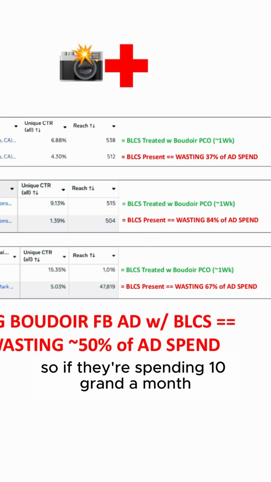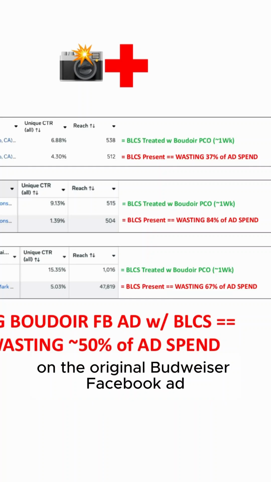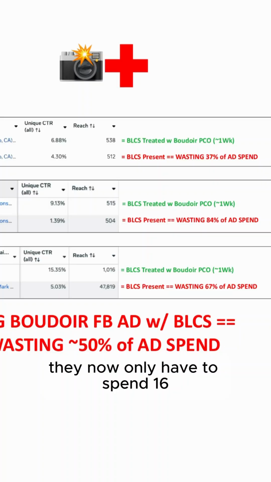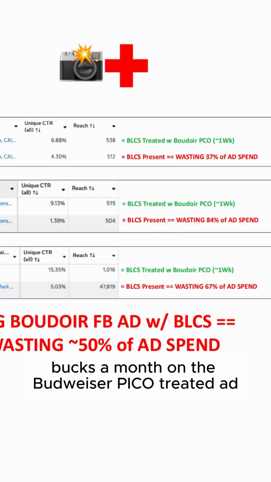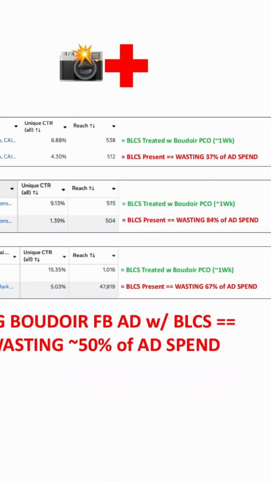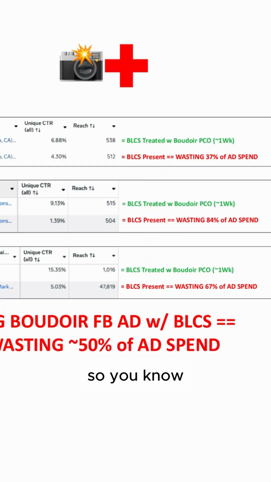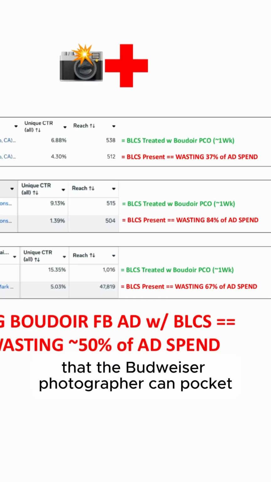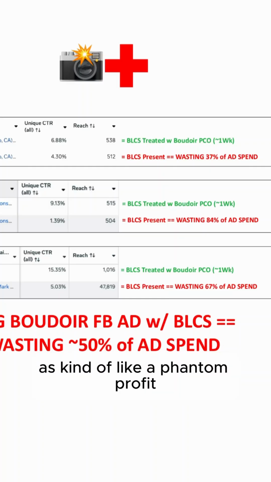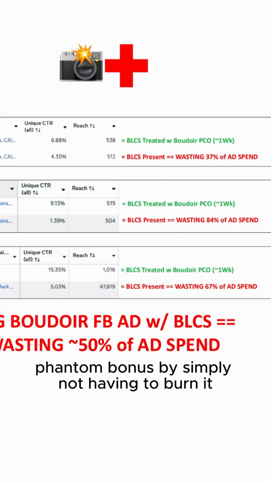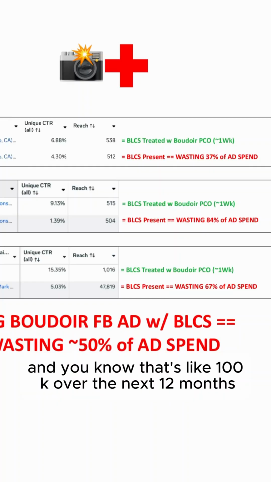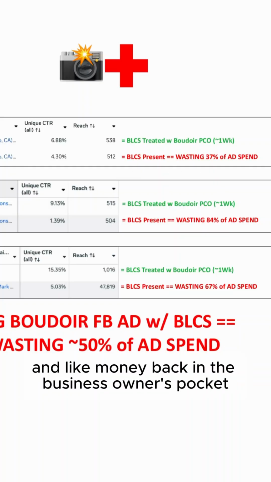So if they're spending 10 grand a month on the original Boudoir Facebook ad, they now only have to spend $1,600 a month on the Boudoir Pico treated ad to get the ad into the same number of women's brains. So, massive efficiency here. So it's $8,400 a month, literally, that the Boudoir photographer can pocket as kind of like a phantom profit, phantom bonus by simply not having to burn it. And that's like 100K over the next 12 months in money back in the business owner's pocket.